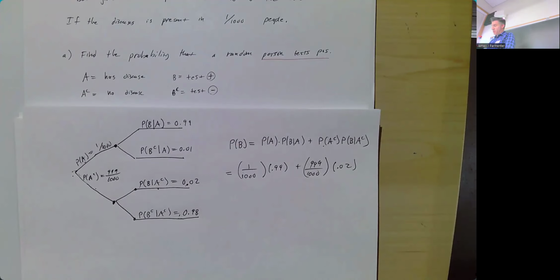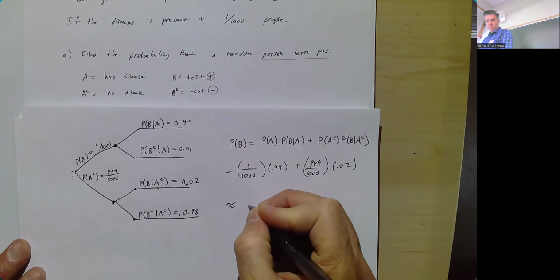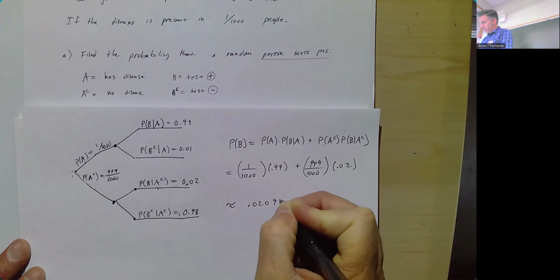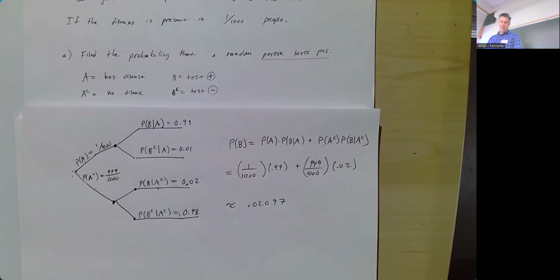If you calculate this, it's approximately equal to 0.02097. Actually, it might be exactly equal to that. Let's find out: 0.99 divided by 1,000 plus 0.02 times 0.999. That's not an approximation, that is exact.